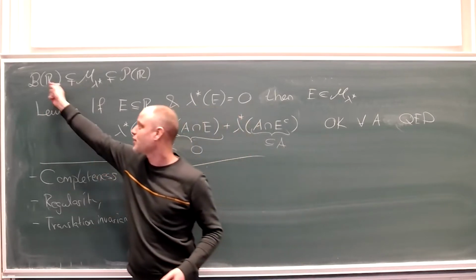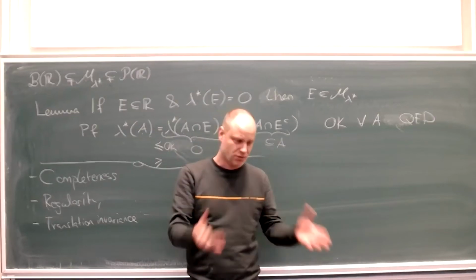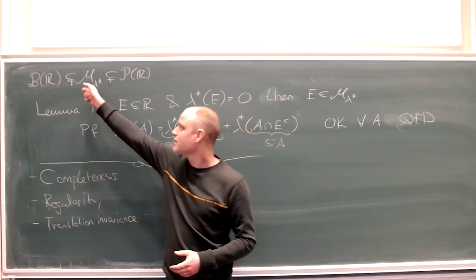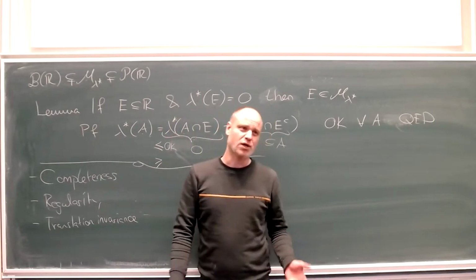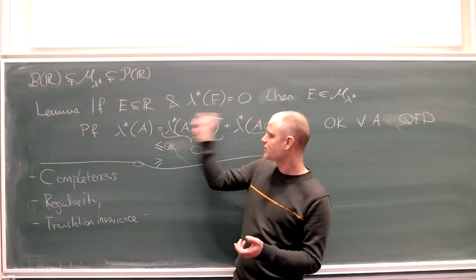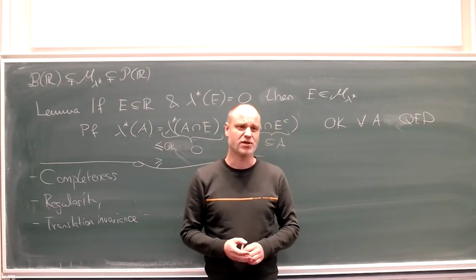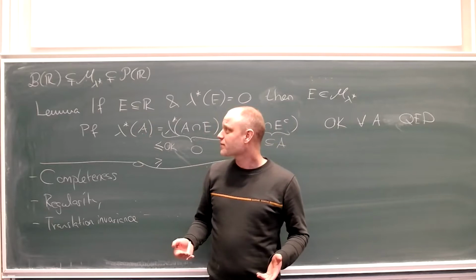So the Borel sigma algebra is the smallest one containing the open sets. So that's a natural thing to look at. The Lebesgue sigma algebra is somehow the biggest one, because all sets satisfy this. If a set doesn't satisfy this, then probably it's not going to behave very well.